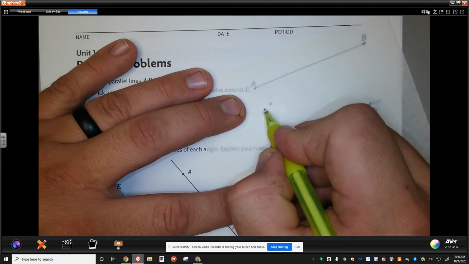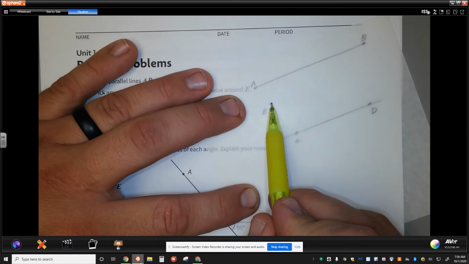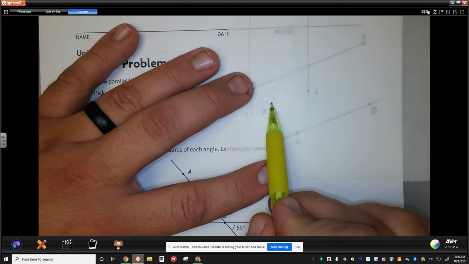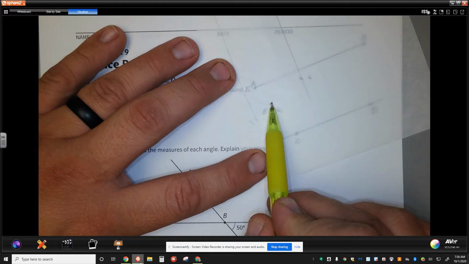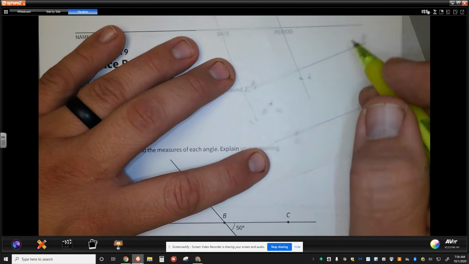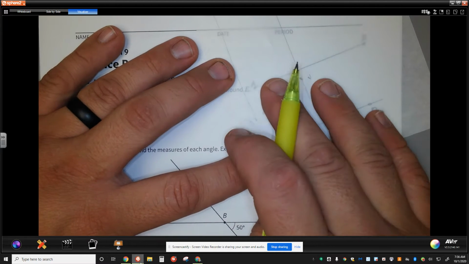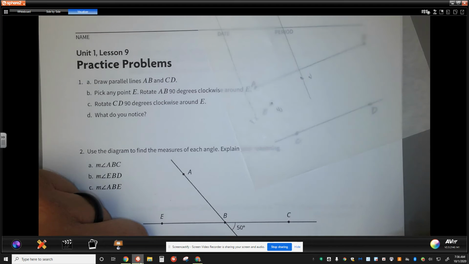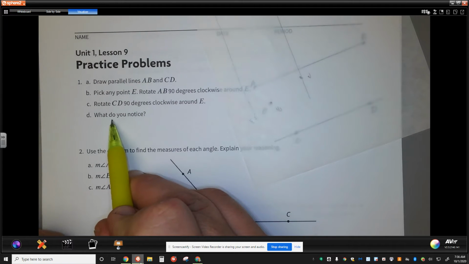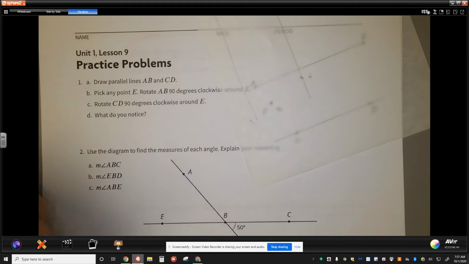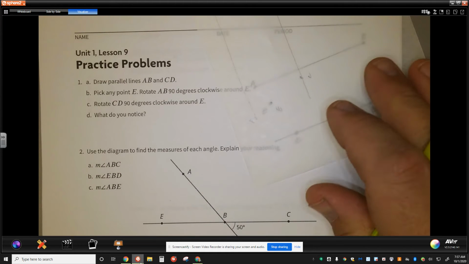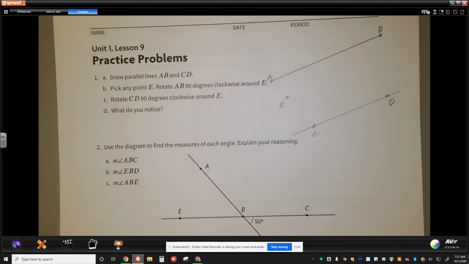We know that that rotation will not change the relationship between the lines, that those lines will still stay parallel. Just give me your best effort to draw that 90-degree angle. I know you may not have a protractor, but you could use a corner of a piece of paper or something else. And then I think I already gave you the answer for part D. What do you notice? The lines were parallel to begin with, so what happens after that? Problem 2, we use the diagram to find the measure of each angle.